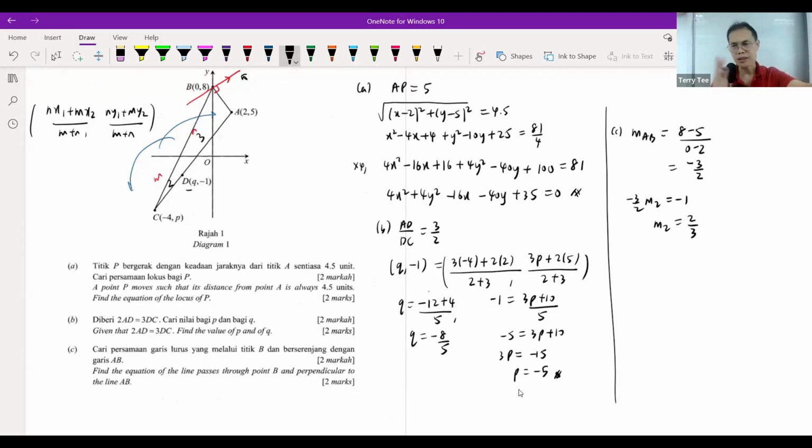Now, you don't have to do y minus y1 and x minus x1 because we can just use y equals mx plus c because, again, we know the coordinate of point B is 0, 8. B is your y-intercept. So my y-intercept is 8, right? My y-intercept is 8. My gradient is 2/3. My equation straight line is 2/3x plus 8. That's all.